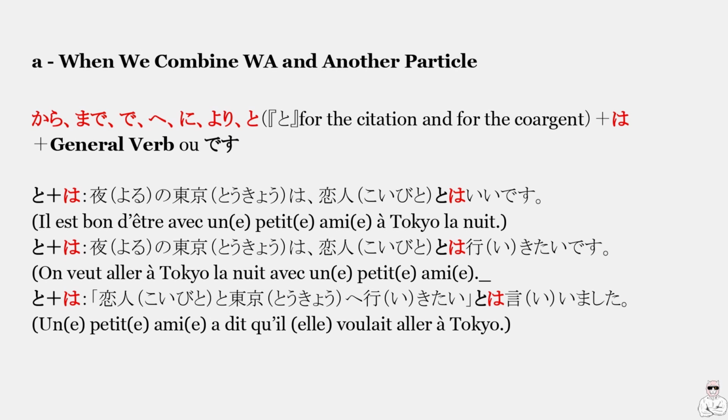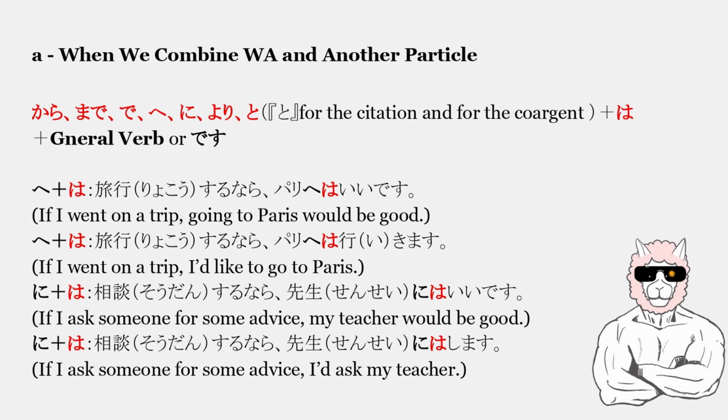This is different to the combination of と and が. We will see about it later. And once again, always examples, this time with え and に. Do you remember the different nuance between に and え? In short, when we use に, we are more determined than when we use え.